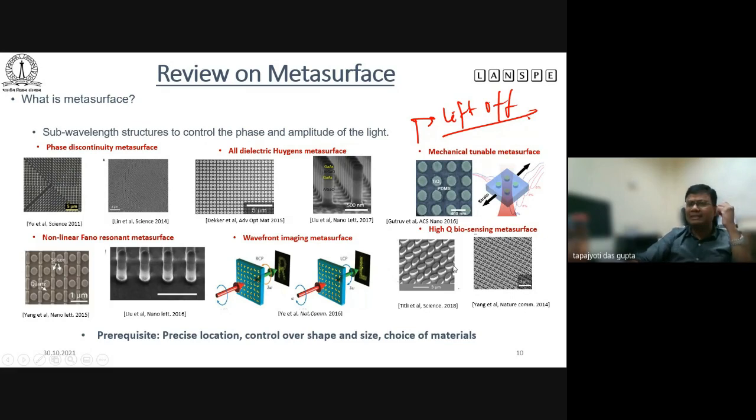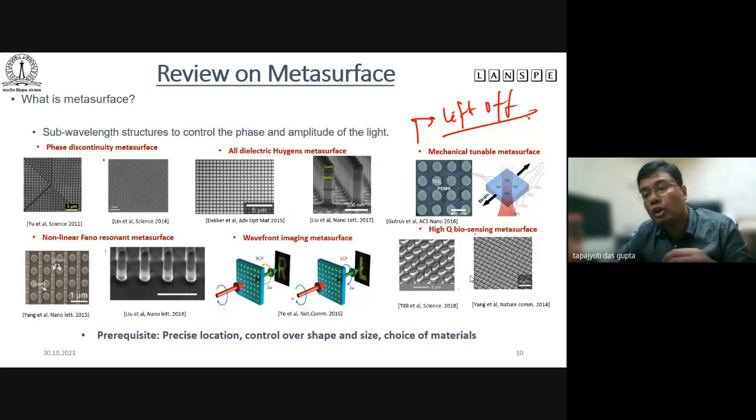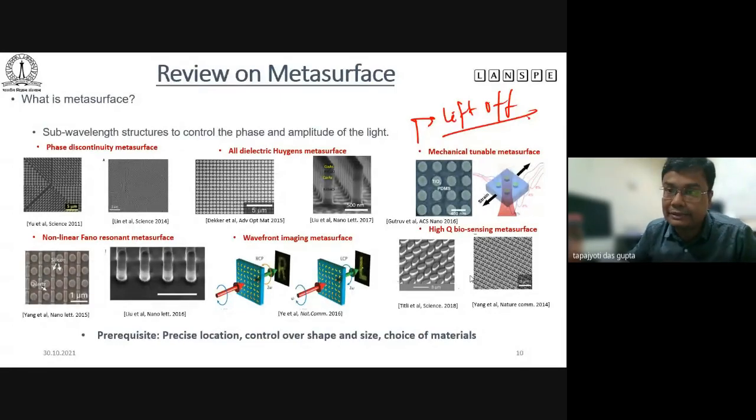That means for such niche applications, you need precise location of the particles, control over the shape and size, and a very important thing is that you need to choose your material wisely, because you cannot, of course, choose silicon or germanium for your visible light application. The alternative is TiO2, which is readily available, and it's biocompatible also because it's used in cosmetics and sunscreen lotions. But TiO2 has a low index, 2.3 to 2.4, which means if you want to achieve similar optical properties, you need to make higher aspect ratio, larger structures, which is sometimes not feasible. So that's why the choice of materials is very, very important.